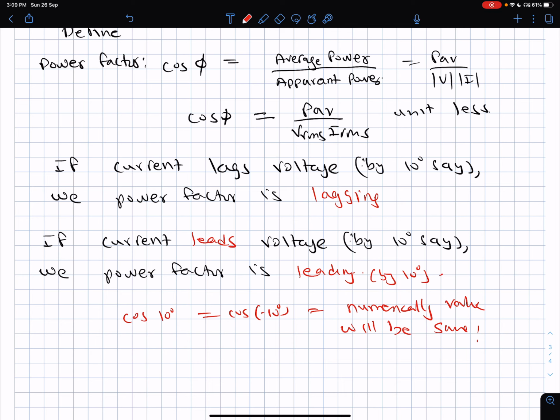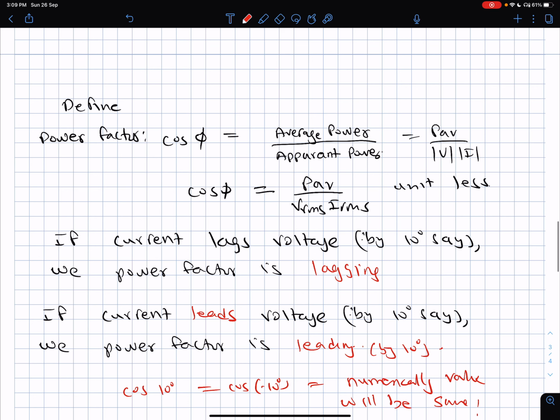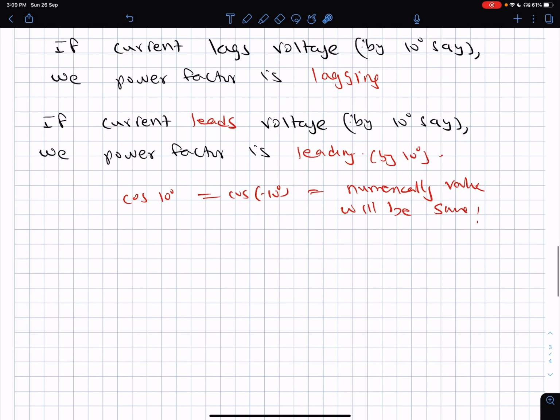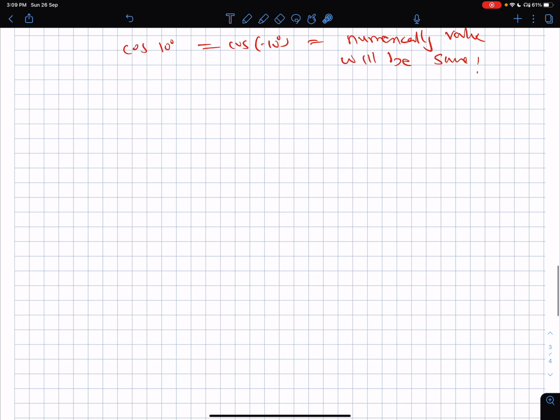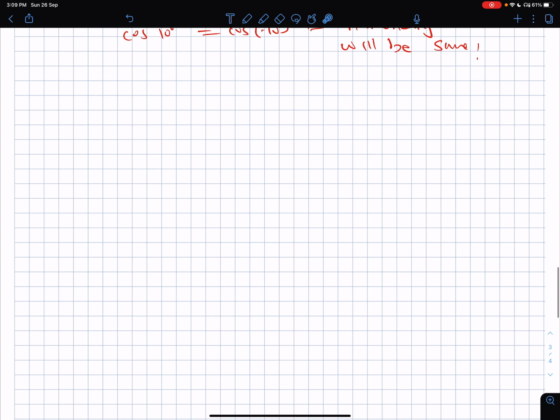So this English description is important in power factor to say whether it is a lagging power factor or a leading power factor. As far as the reduction is concerned, it is only cos of phi. But for better understanding, we need to say whether it is a lagging power factor or a leading power factor. Okay, now let's look at some very specific simple cases.